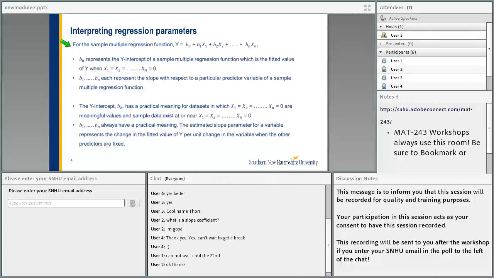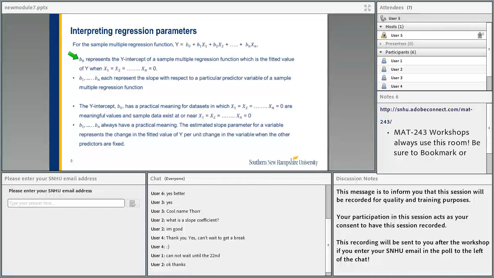Alright. For the sample multiple regression function, my function is y equals b0 plus b1 x1 plus b2 x2 up to bn xn. So what we're going to look at now is what do B0, B1, B2, B3 represent, and do they have any practical meaning?